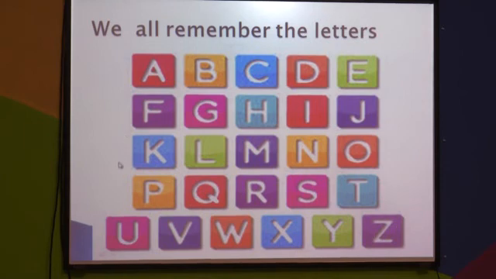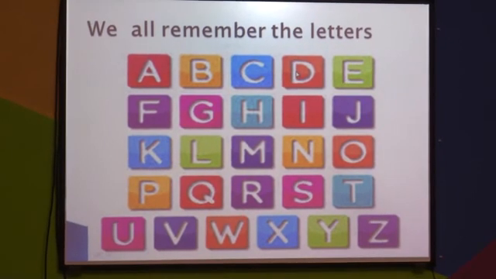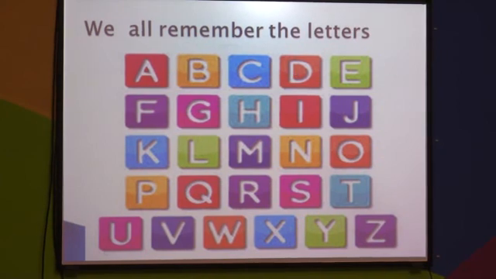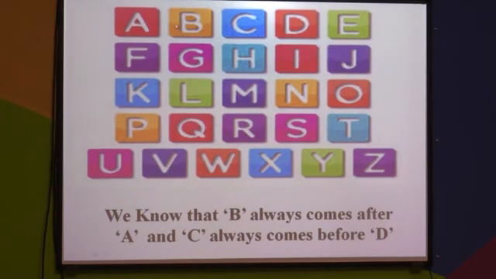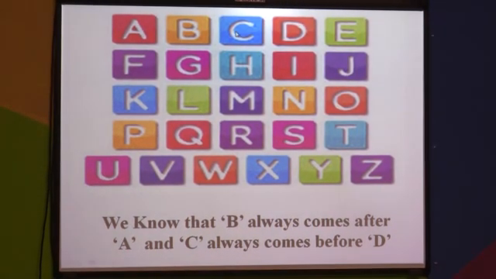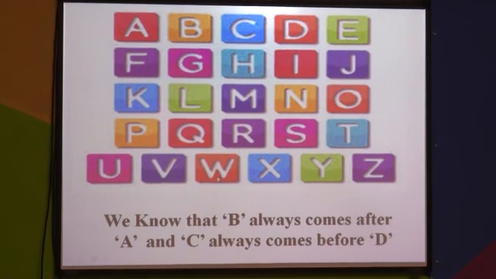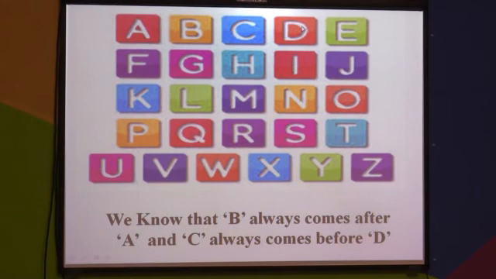These are the 26 letters we can see. Here you can see these letters are in capital letters, but we can write them in small letters also, and we can study the small letters too. Here we can see that B always comes after A and C always comes before D. These are the orders we can see in the letters. It is arranged alphabetically.